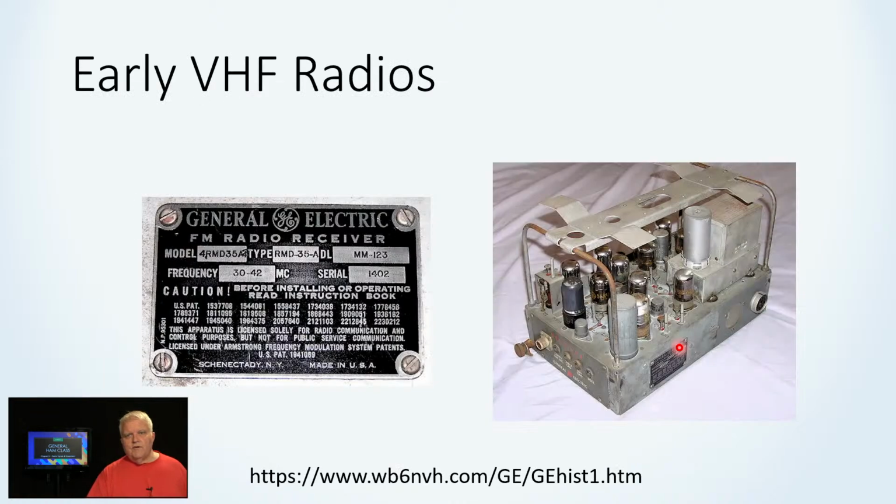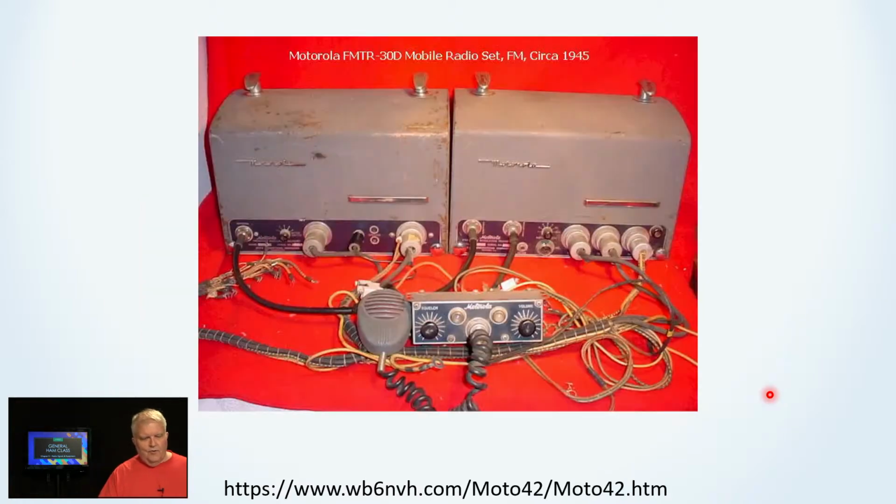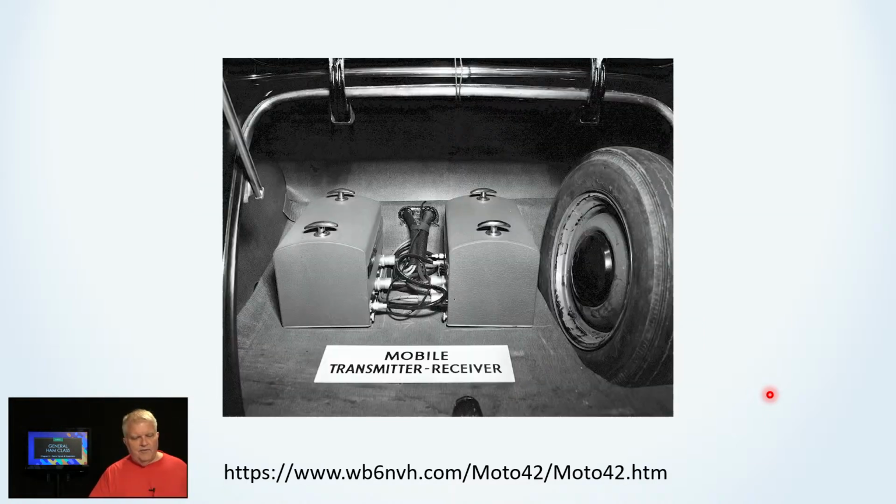Superheterodyne was used in early VHF radios. This is probably from the 50s or 60s. This is a mobile radio. How'd you like to have that in your car? Or systems like this one. I think that was a GE. This is a Motorola. Where do you put this stuff? Well, of course, you put it in the trunk. It was high technology at the time, mobile transmitter and receiver combinations.